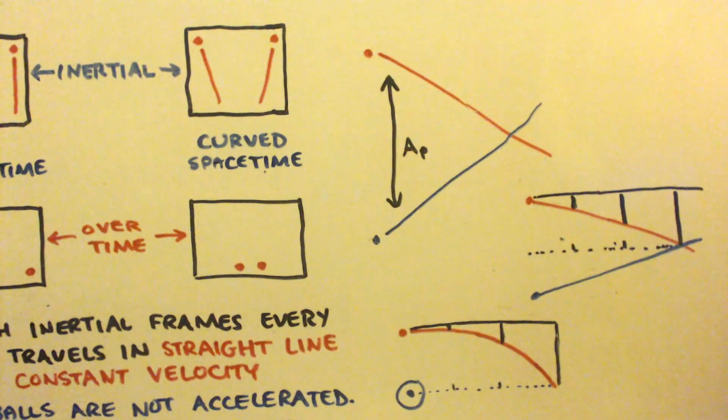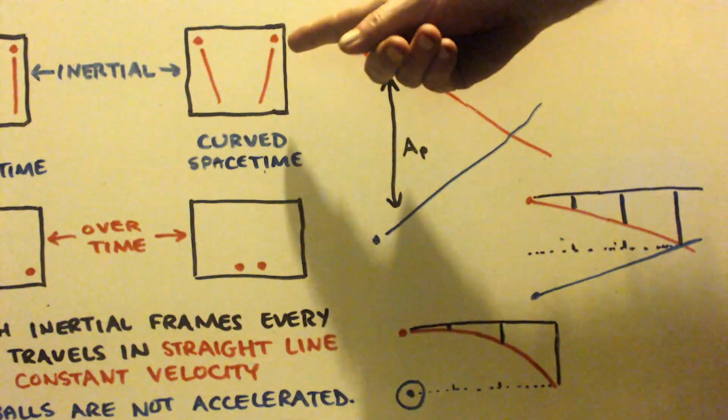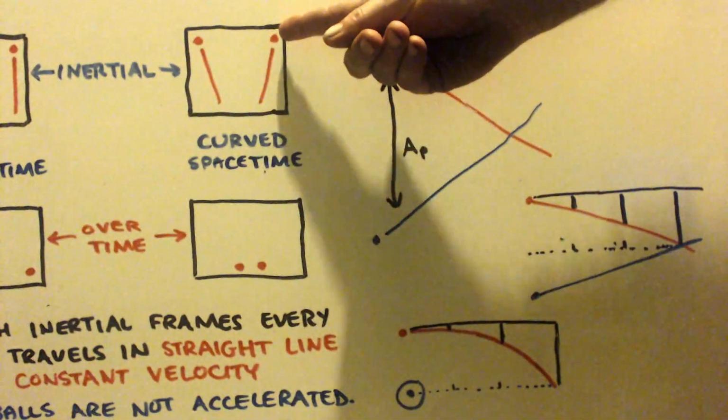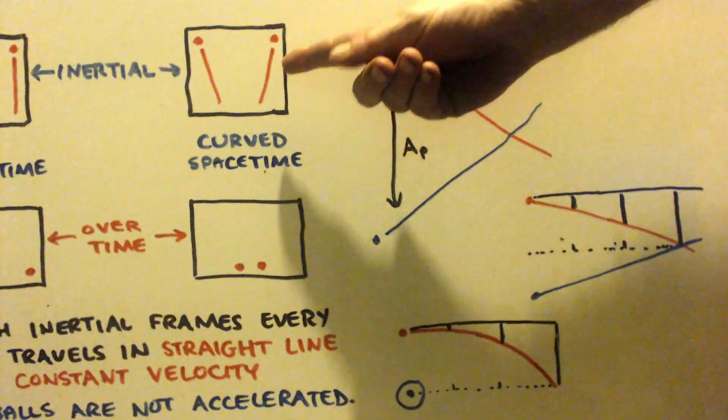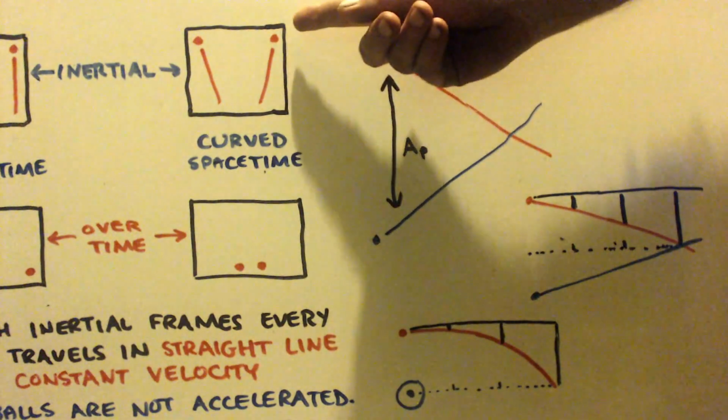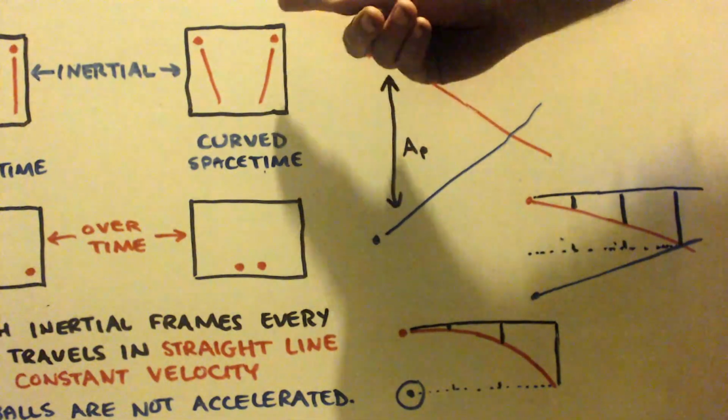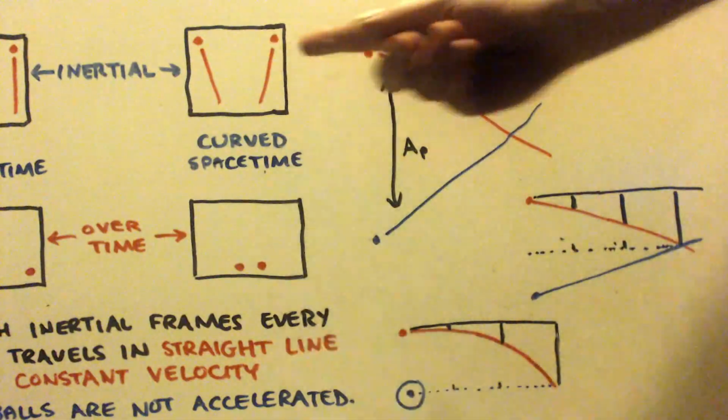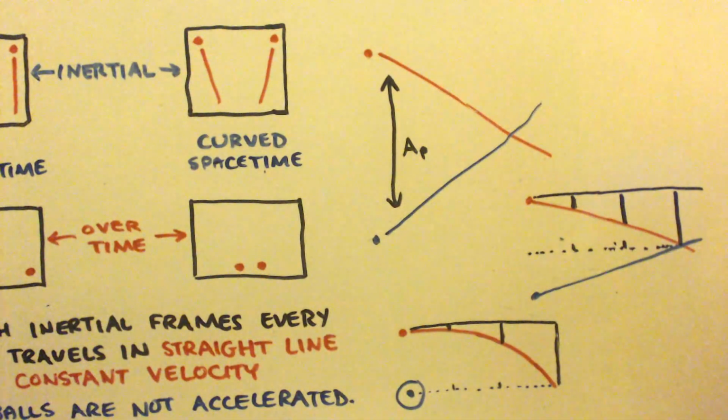He is not accelerated in any way, shape, or form. His path is not changing. His speed is not changing. Therefore, he is inertial, right? Just like in this example over here. The velocity, the speed isn't changing. The direction isn't changing. It's a straight line. Therefore, it is inertial, right?